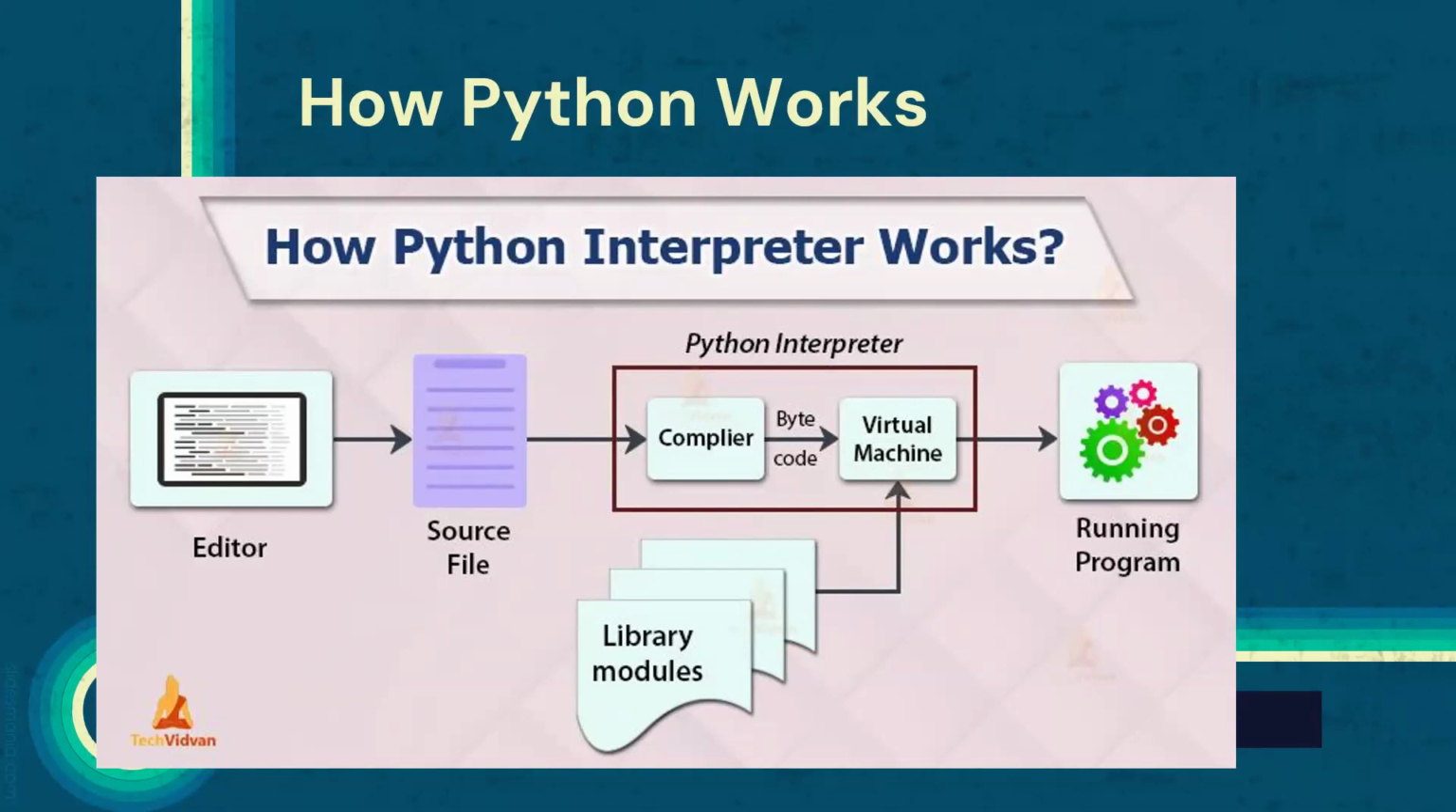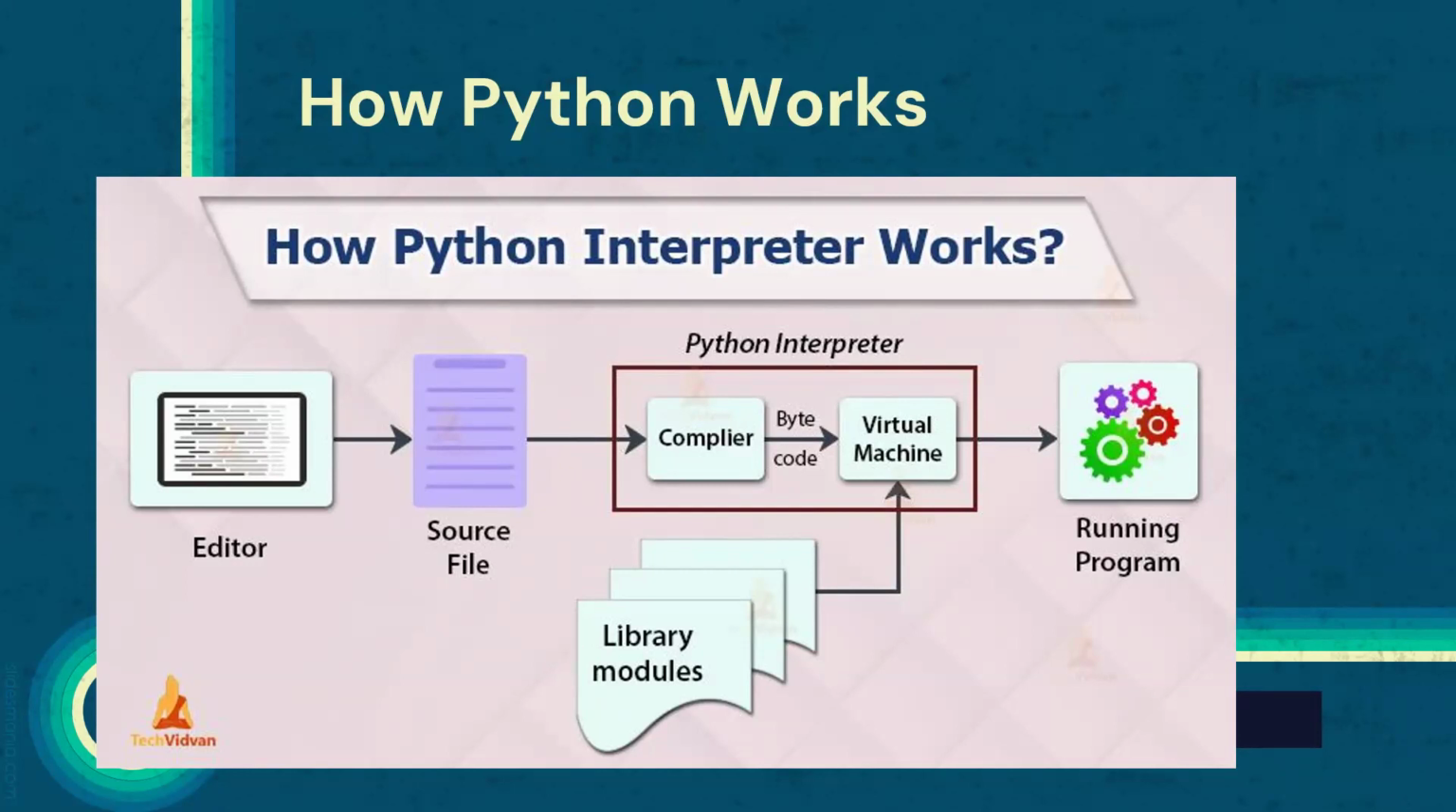So we can say in the Python interpreter we have two things already available. One is a compiler and one is a virtual machine. This virtual machine is usually also called PVM, Python virtual machine. So let me start from the beginning, how things work internally in Python.